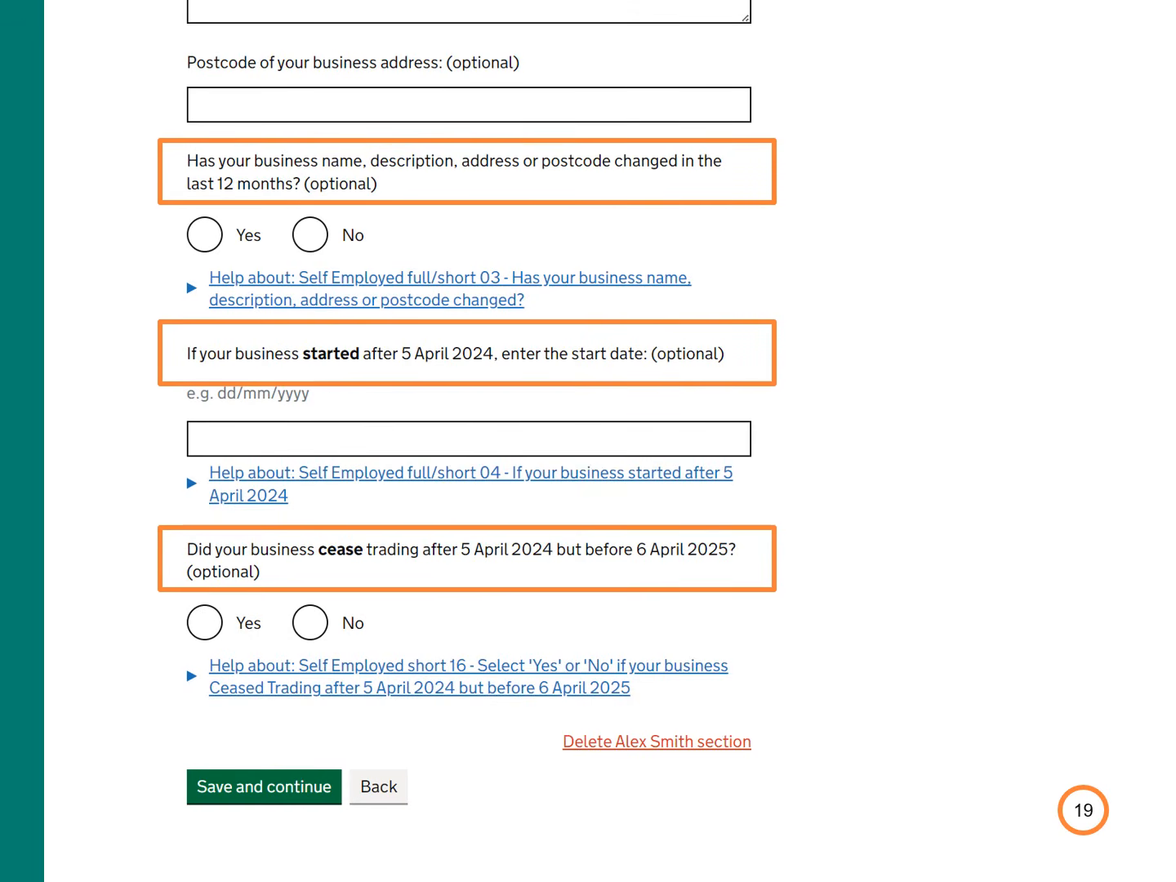The remaining questions are all optional. However, to keep your records up to date, it's important to tell us if any apply to your business, especially if you stopped trading before the 6th of April 2025. If you answer yes to this question, we'll ask you to give the date you ceased.